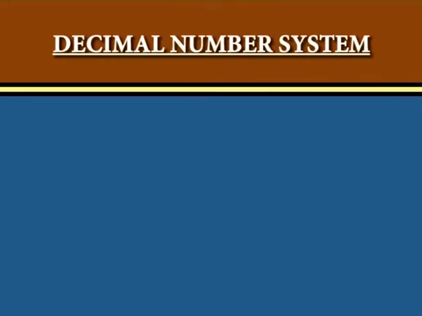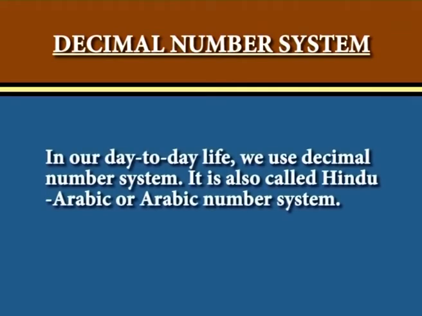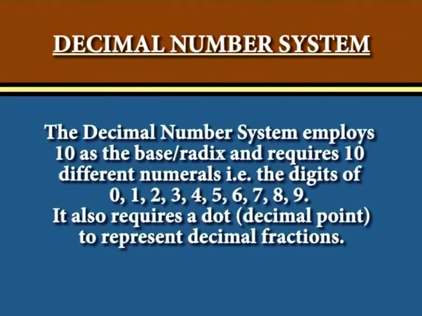First is the decimal number system. In our day-to-day life, we use the decimal number system. It is also called the Hindu-Arabic or Arabic number system. The decimal number system employs 10 as the base or radix and requires 10 different numerals, that is, the digits 0, 1, 2, 3, 4, 5, 6, 7, 8, 9. It also requires a dot, that is a decimal point, to represent decimal fractions.